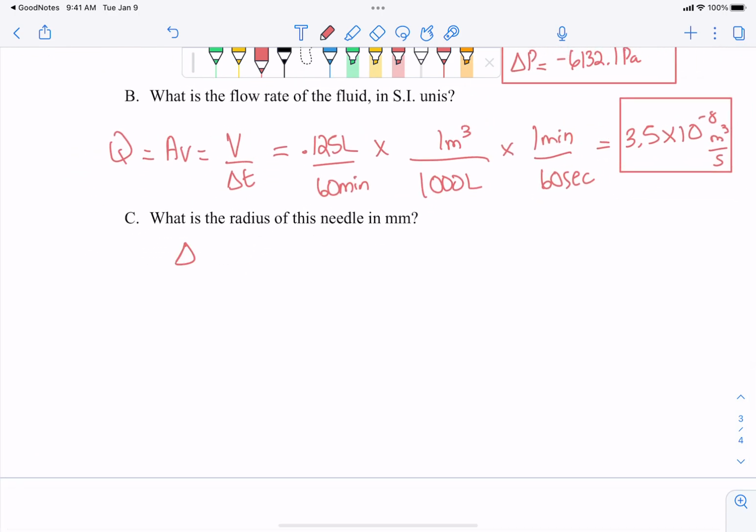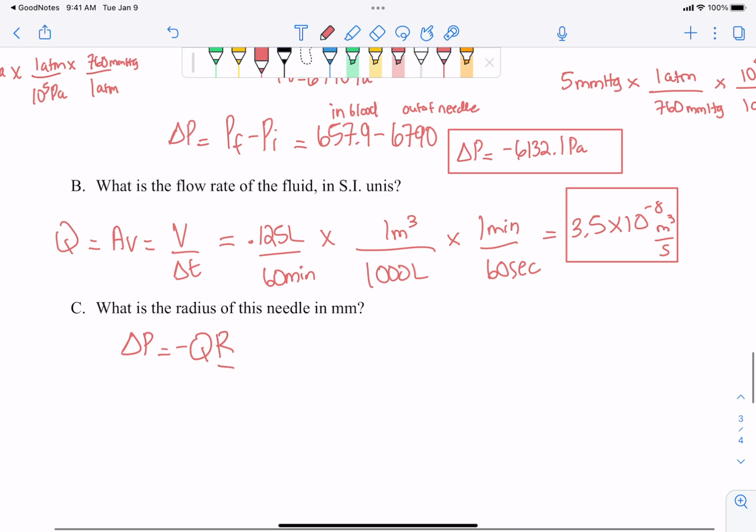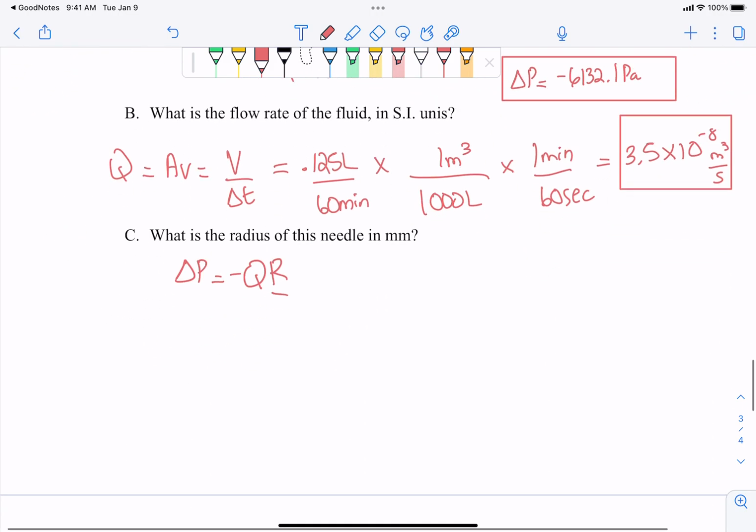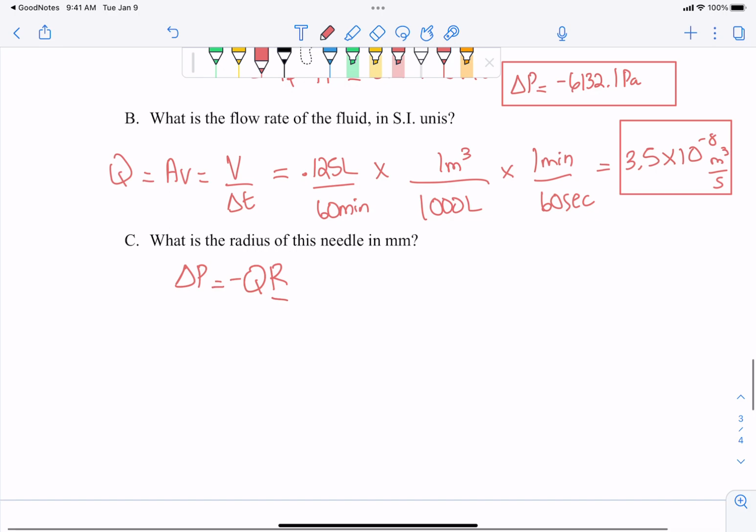where we use the pressure drop equation here. So delta P is equal to negative Q times the, my bad, times the resistance. So that's this equation right here. And this resistance equation, we can actually expand that out a little bit more, and that'll include radius, which we can figure out here. So we know that the pressure drop was, what was it? It's negative 6,132, right? So we have delta P is equal to negative Q times the resistance. We can solve for the resistance here. That's going to be delta P over negative Q.